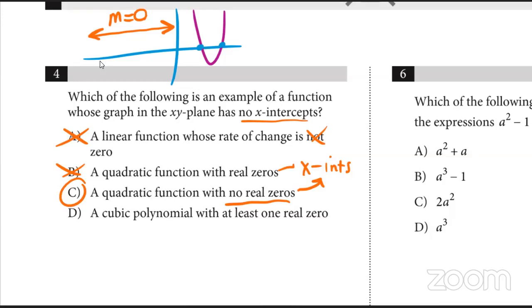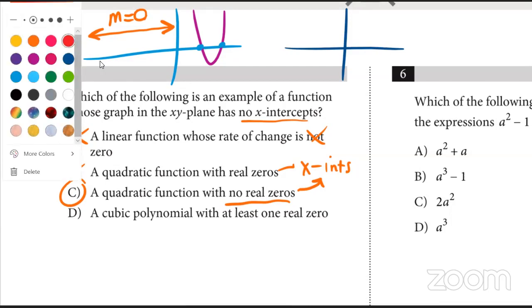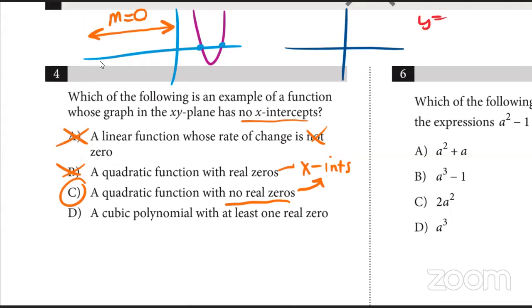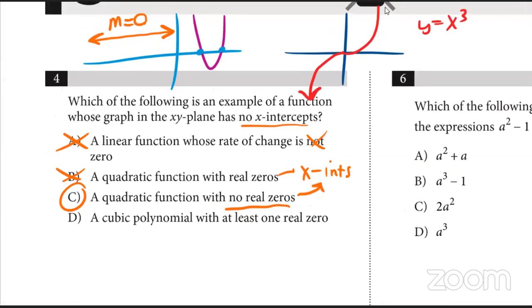So at its heart, this is simply a vocabulary question. And just to quickly look at choice D here, we're talking about a cubic. Now, what's a cubic polynomial? Something like y equals x to the third. It'll have a shape like this. A nice simple cubic function of y equals x to the third would look something like that.